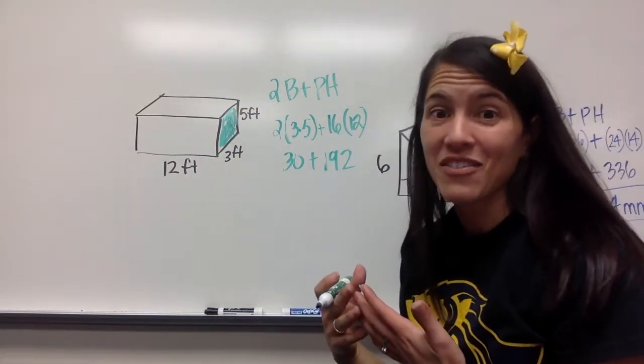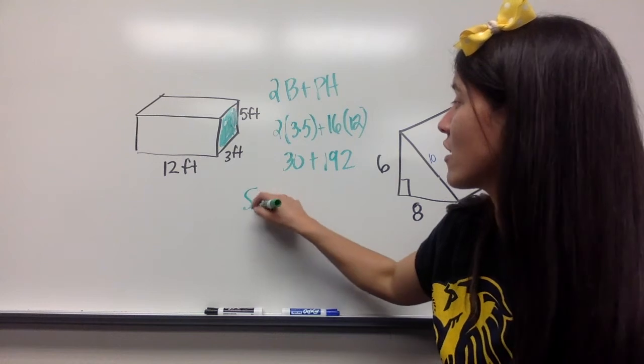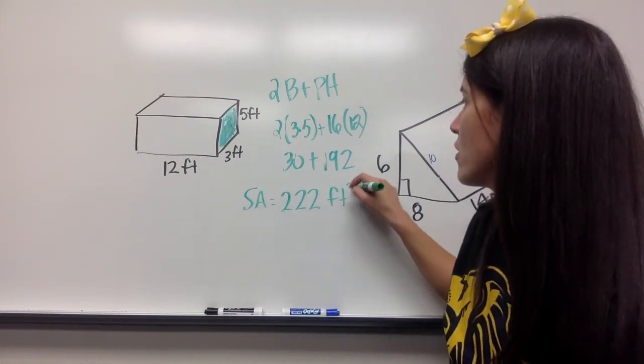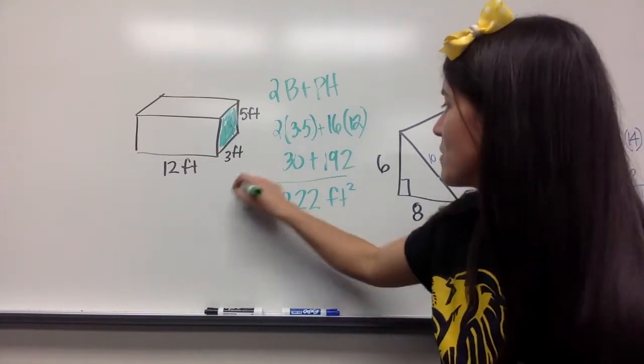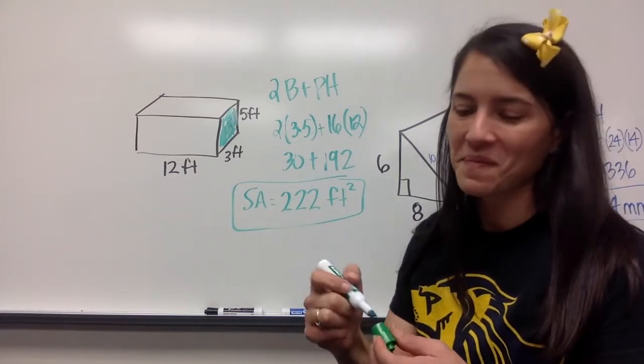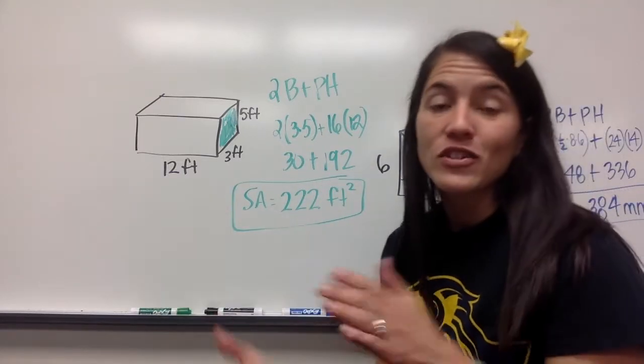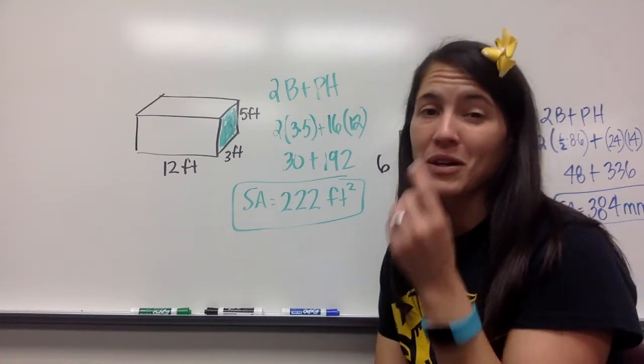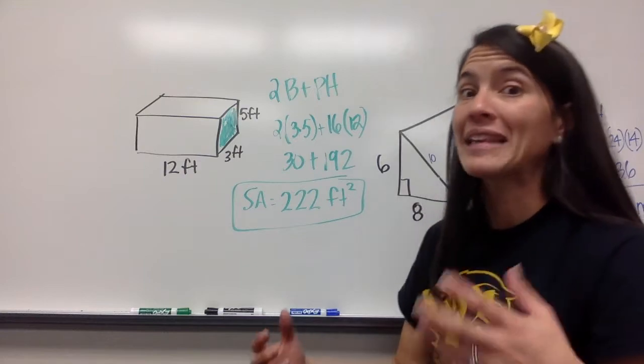And then I'm going to add those together, and my surface area is 222 feet squared. So that's my total surface area. Okay. So for surface area, we're going to do triangular prisms and rectangular prisms, just those 2 shapes. But I want to speak to you really quick about something called lateral area.